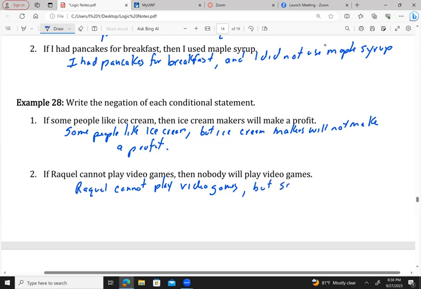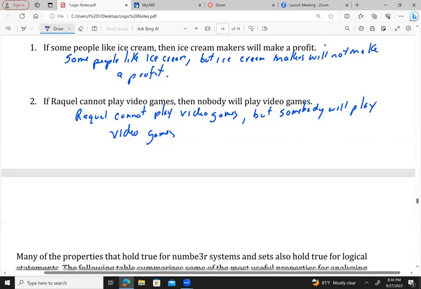But somebody will play video games. So the first statement stays the same. Second statement, we write the negation of it.